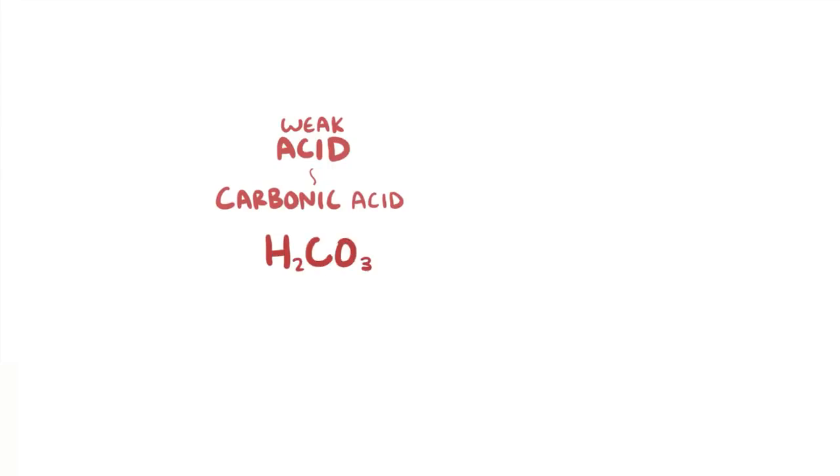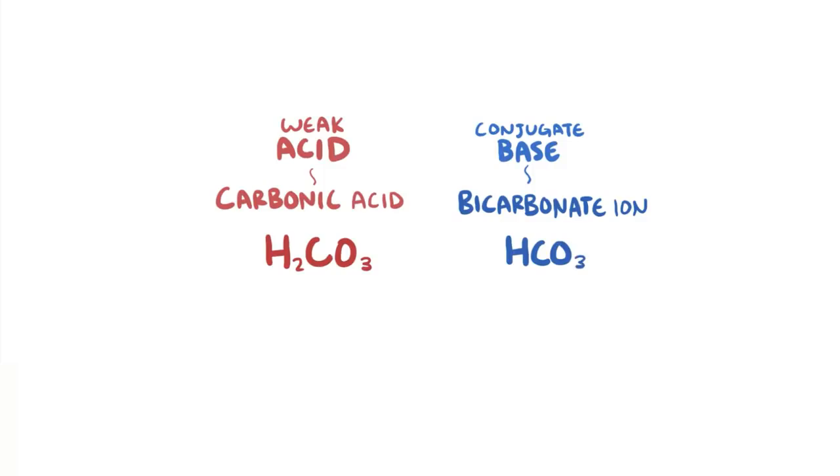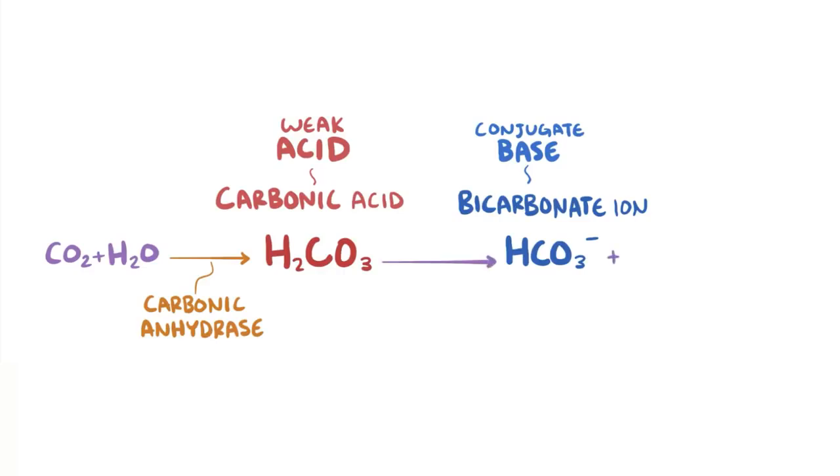The most important buffer in the body is the weak acid carbonic acid, or H2CO3, and its conjugate base, bicarbonate ion, HCO3-. Carbonic acid forms when carbon dioxide combines with water, with the help of the enzyme carbonic anhydrase. As a weak acid, carbonic acid easily dissociates into hydrogen ions and bicarbonate ions. Of course, these reactions are reversible, and can happen in the opposite direction as well.